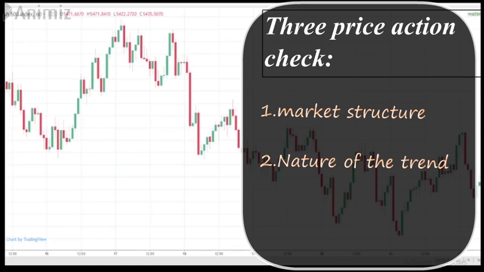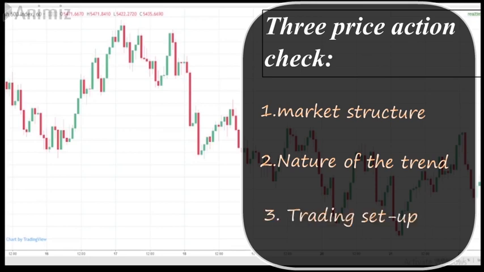The second thing is knowing the nature of the trend, understanding how the trend is moving, which I'm also going to teach you: how to identify the nature of the trend and know the best nature to trade. Then I'll also reveal to you the third thing.